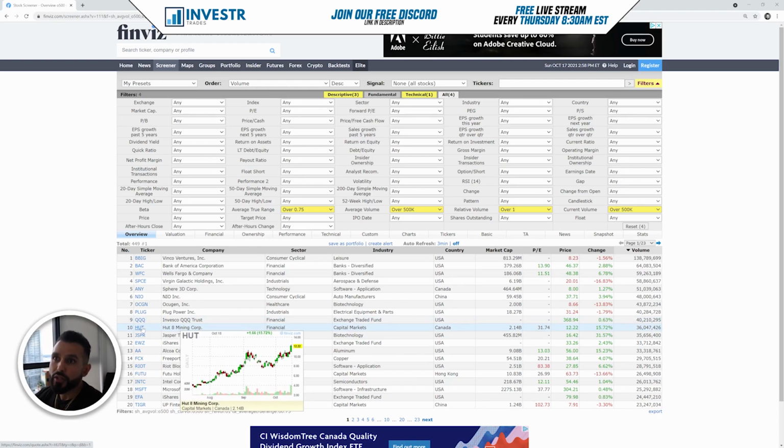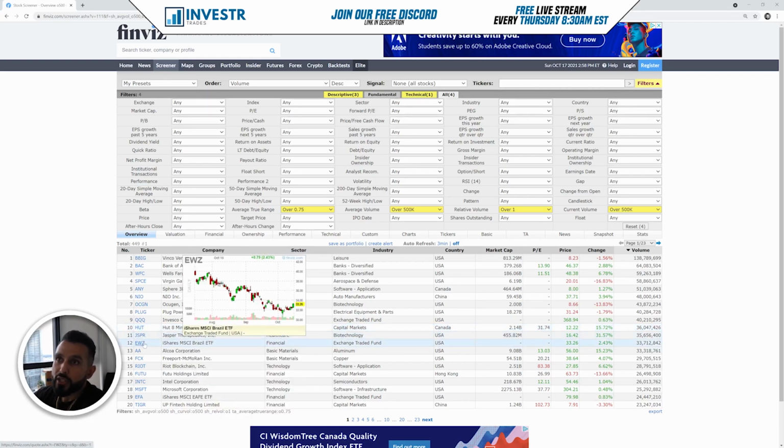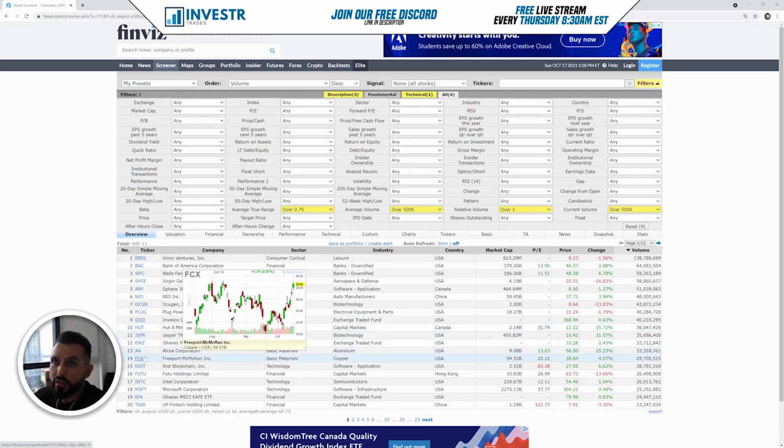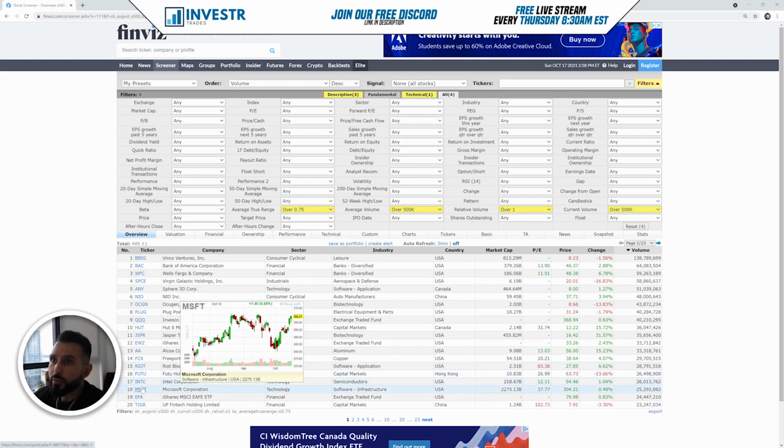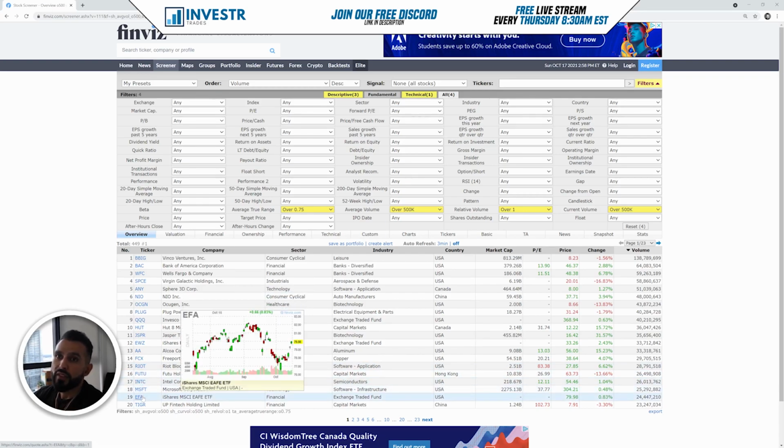HUT, another one here, a beautiful cup and handle that broke out, and if you guys had this plan on Thursday, you would have been able to take a position on this and ride it. We actually had this in the Discord. People made some pretty good money on HUT on Friday. All right, guys, so we just simply keep going down this list until we see a pattern that we like, until we see something that fits our criteria, and then we can trade it.